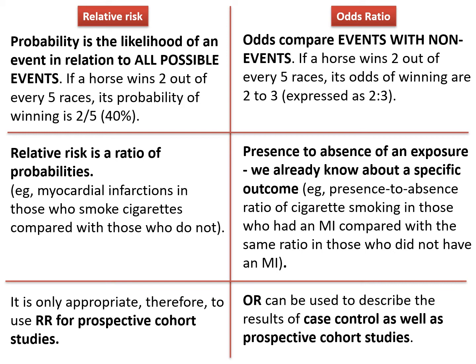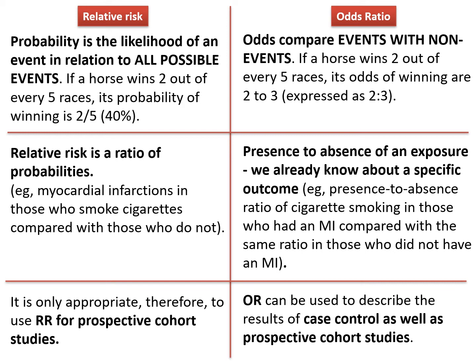possible events. Now, if a horse wins 2 out of every 5 races, its odds of winning are 2 to 3, expressed as a 2 to 3 ratio. Odds compare events with non-events. We use relative risk as a ratio of probabilities, for example, myocardial infarctions in those who smoke cigarettes compared with those who do not, while the odds ratio is used in cases of presence to absence of an exposure.